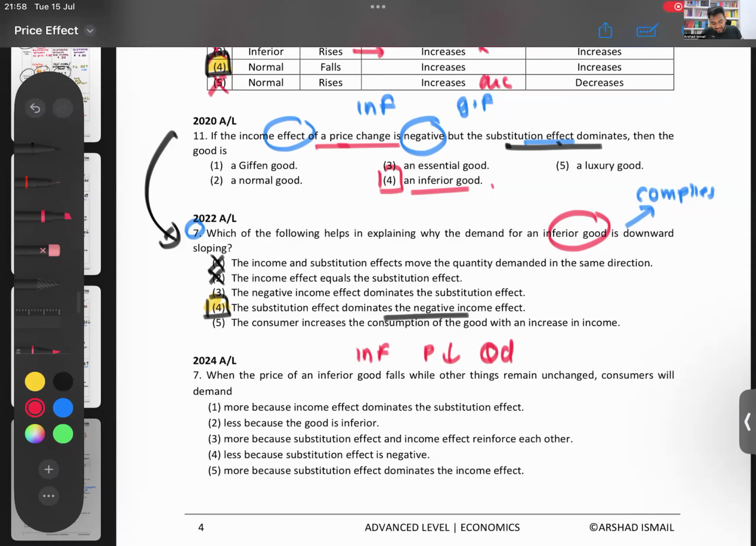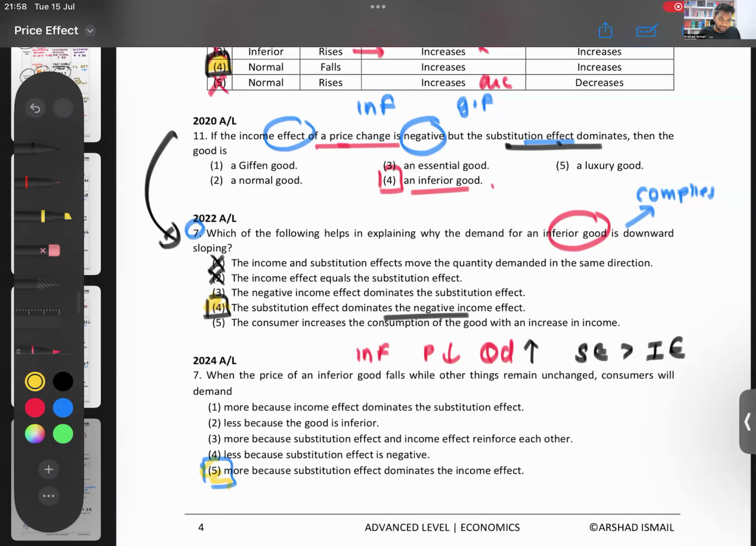So inferior good, when the price comes down, inferior good complies with the law of demand, price effect, QD will rise. Why does the QD increase? Because the substitution effect is more dominant than the income effect. Income effect is more dominant, that is in a giffen good. Inferior good, substitution effect is more powerful. So which one is your answer?